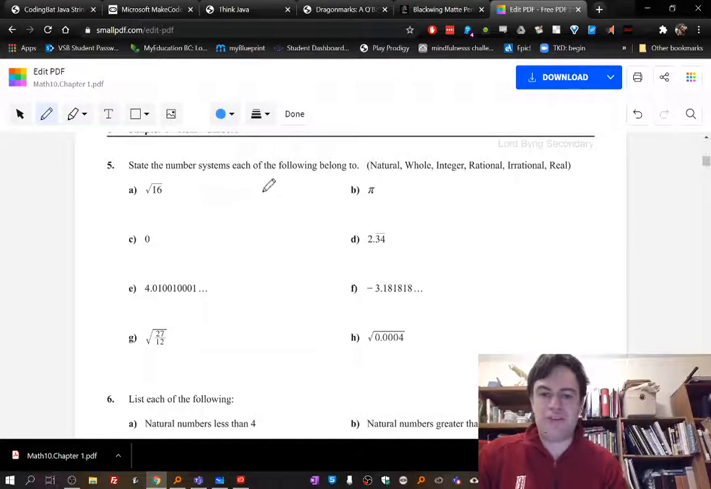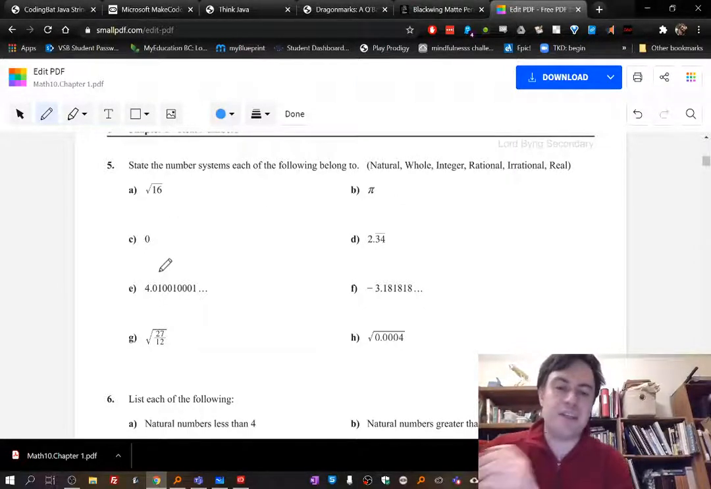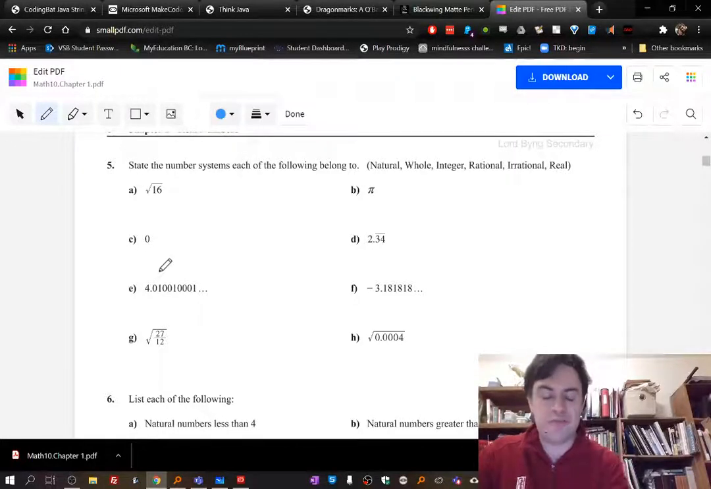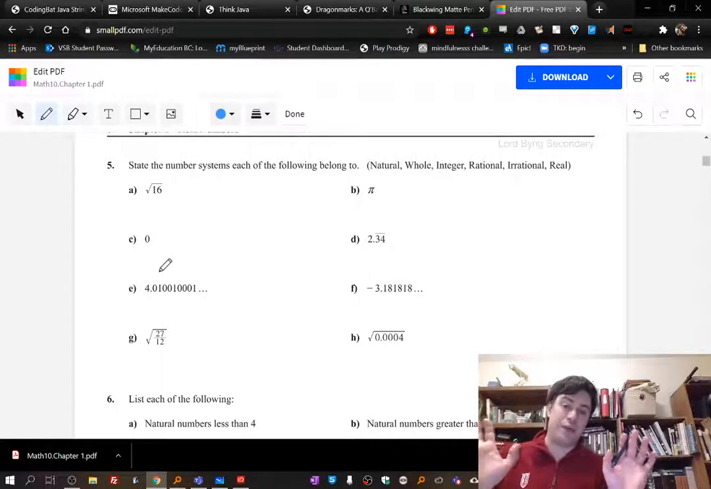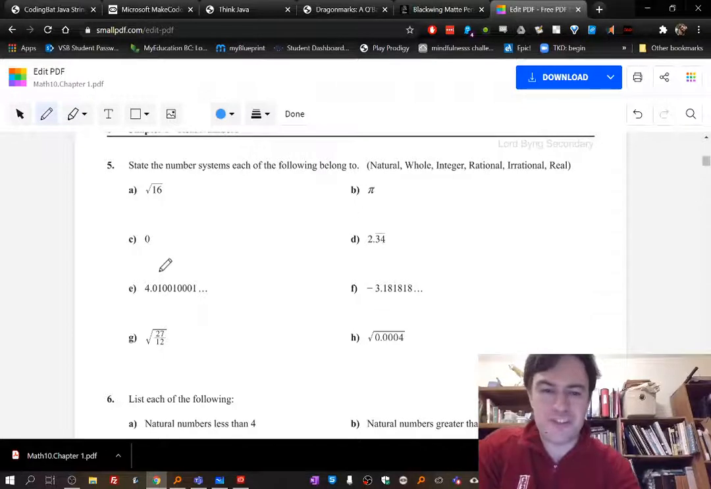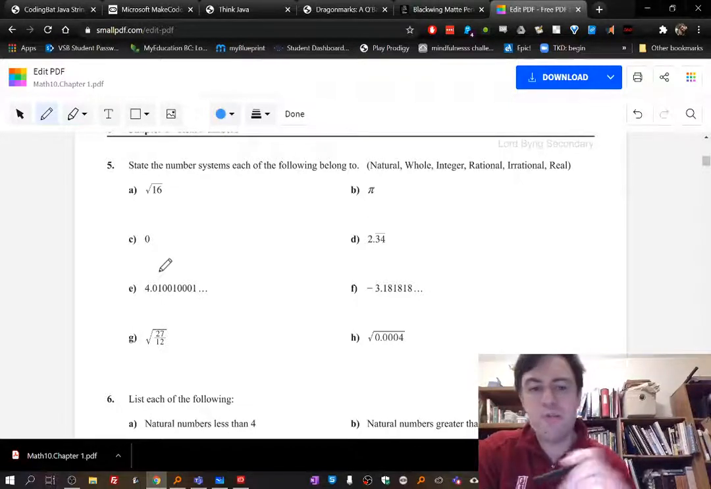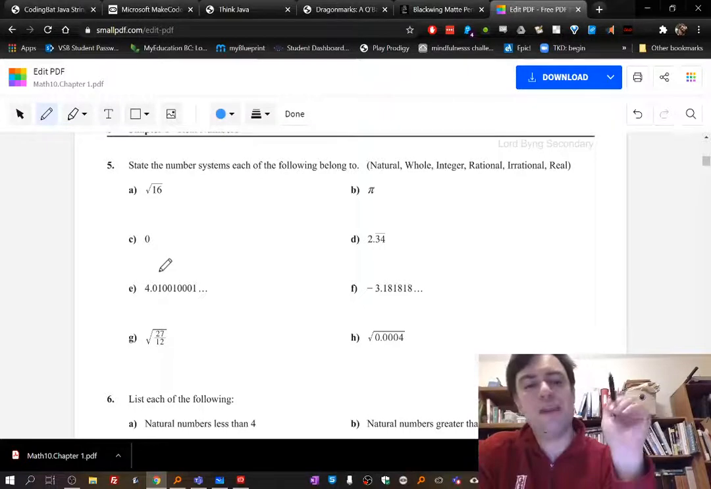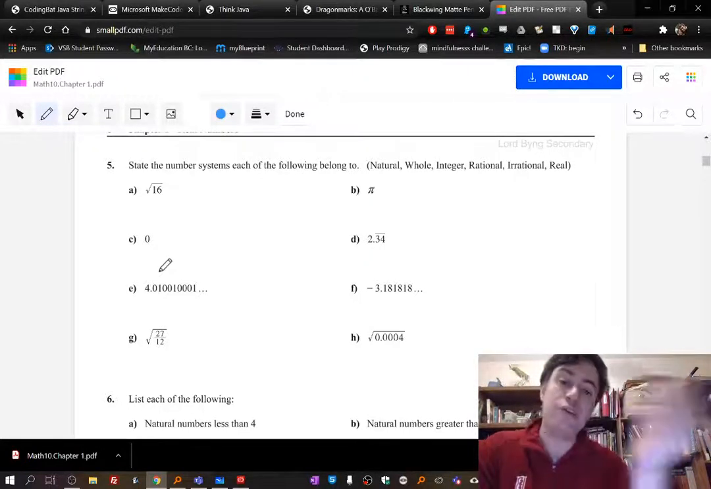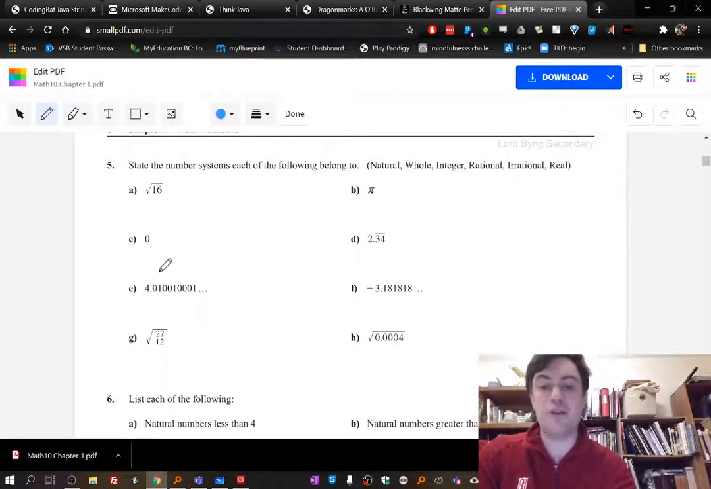So we're going to state which number systems apply to each of the following. So for example, square root of 16. That's a pretty tricky one. You might be tempted to say, oh, that's irrational because it's a square root. But hold on. What is the square root of 16? Turns out it's 4. So square root of 16 is actually a natural number. It's also a whole number, an integer, and a rational number. It's even a real number. The only thing it isn't is irrational.